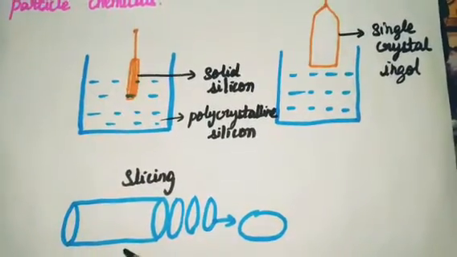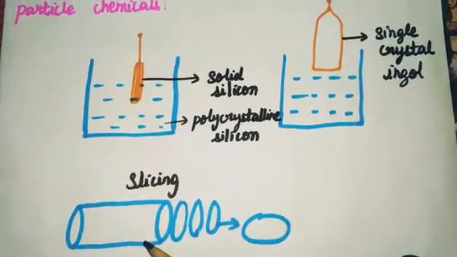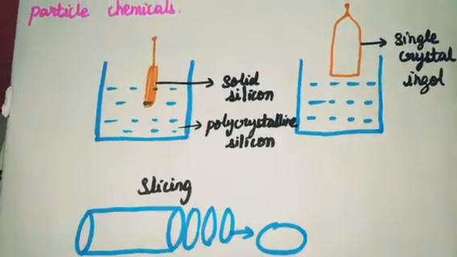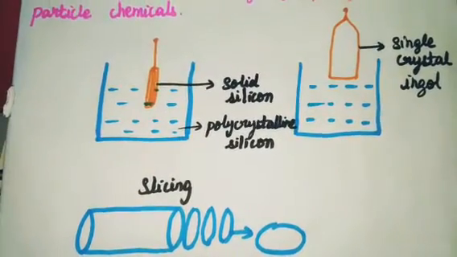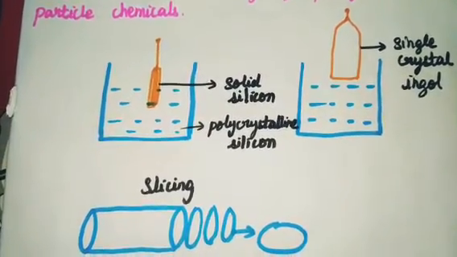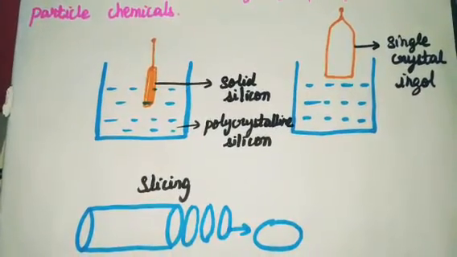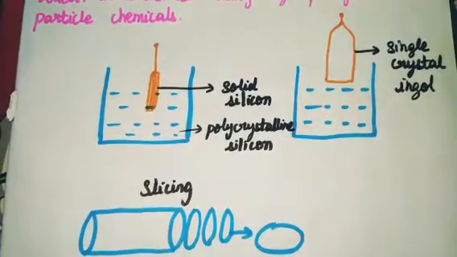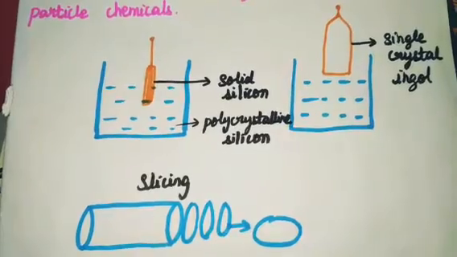From this, a thin round wafer of silicon is cut using a wafer slicer. Due to this process, the surface will be damaged, so it is smoothened by polishing. After polishing, the wafer should be cleaned and dried. It is cleaned by using high purity, low particle chemicals.